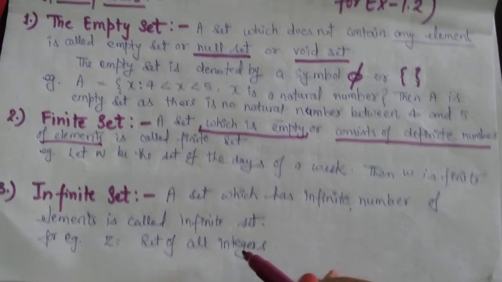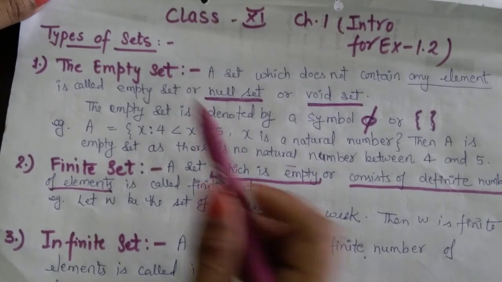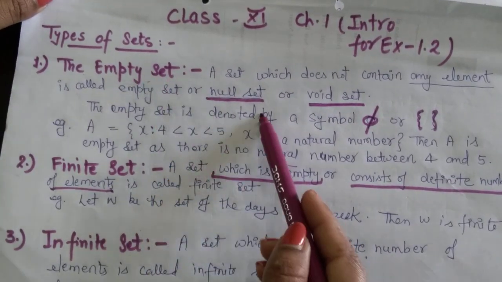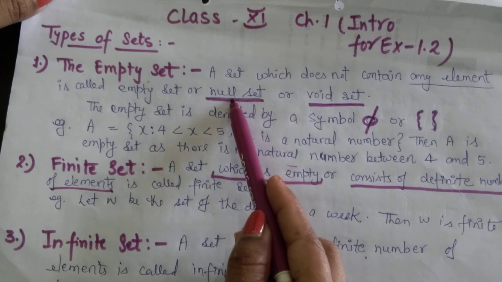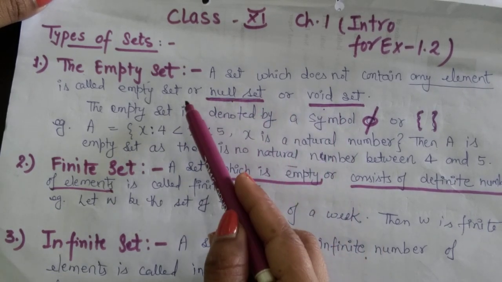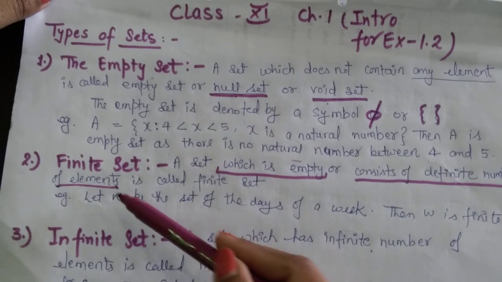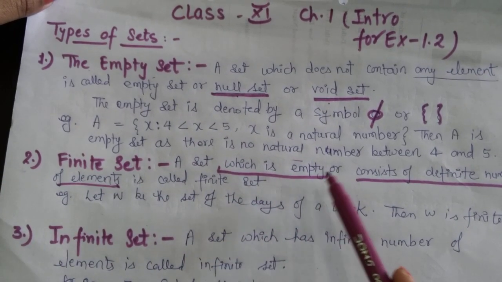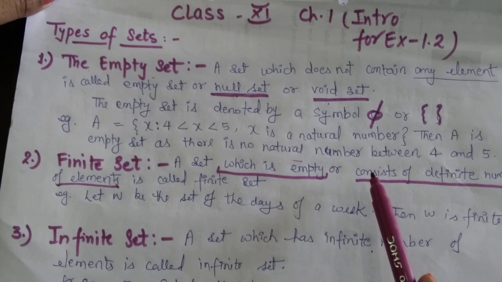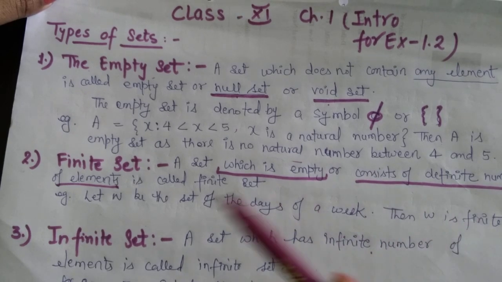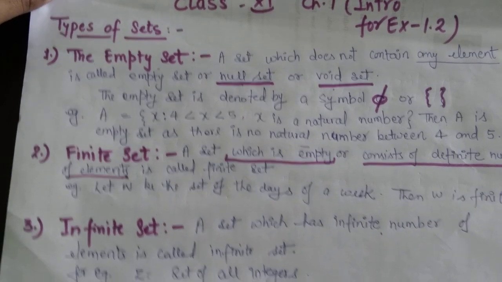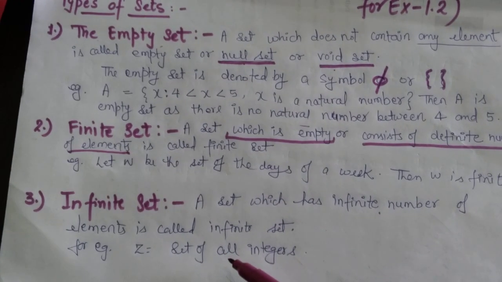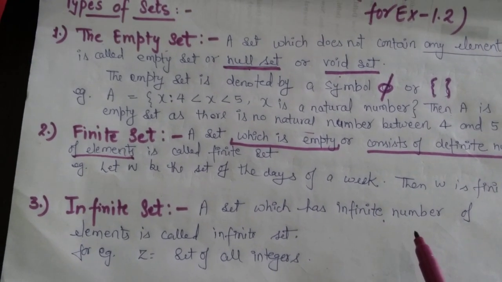So let us recall all those sets once again. Empty set, or null or void set. It is also known as null or void set. It doesn't contain any element. Then finite set. A finite set can be empty, as well as it consists of a finite number of elements. Infinite set contains an infinite number of elements.